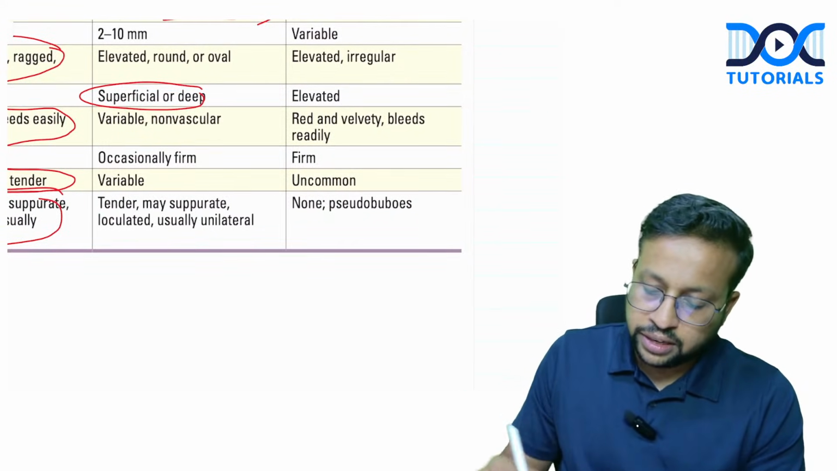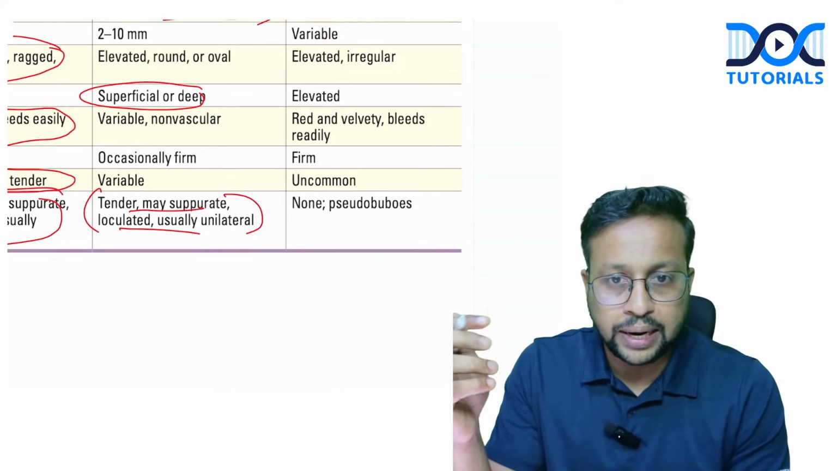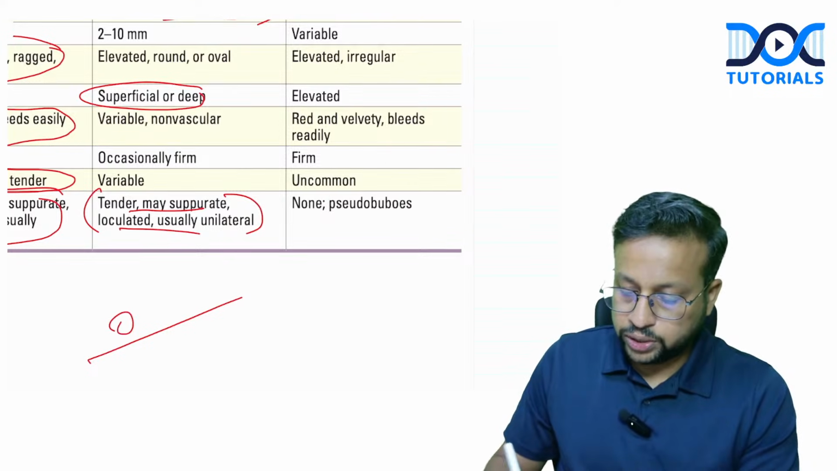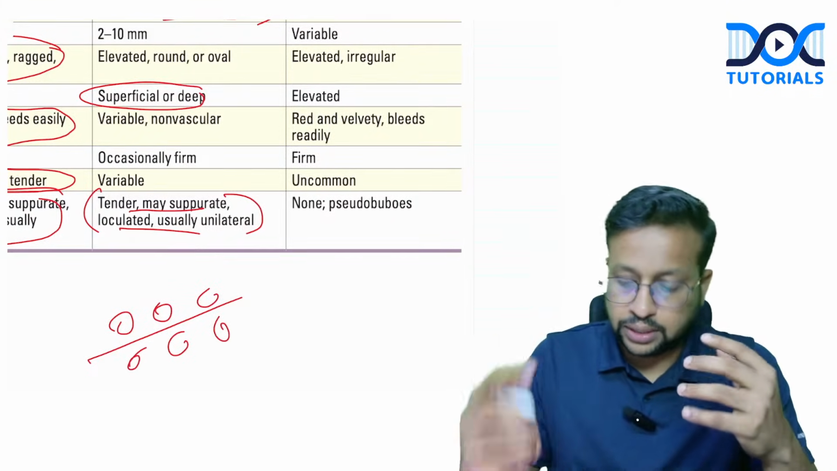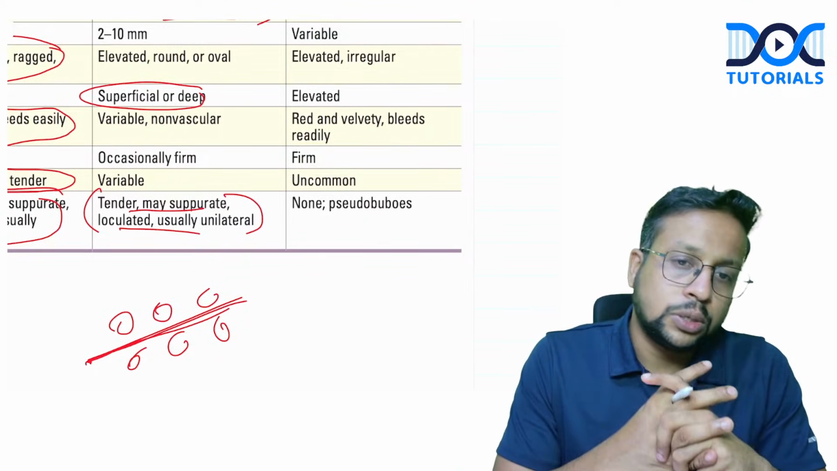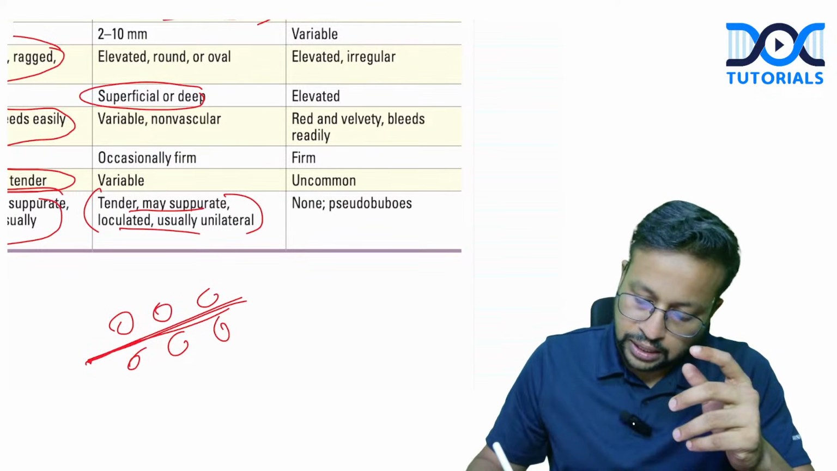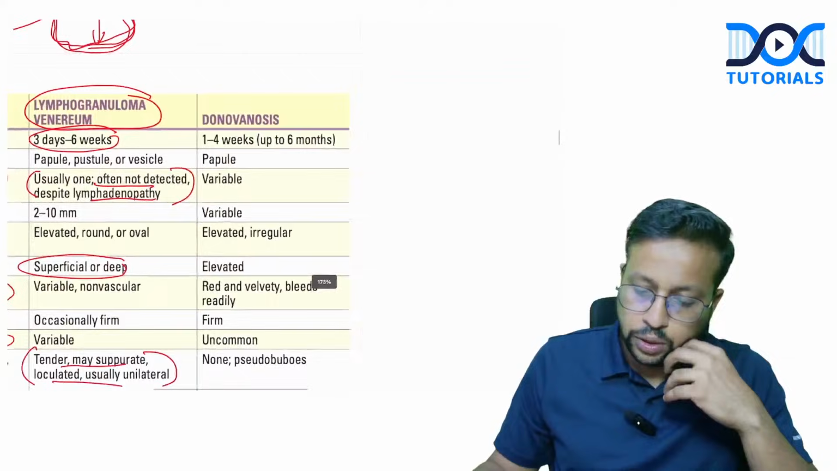There are large lymph nodes which may separate, usually unilateral, and which occur on both sides of the inguinal region, and you call this the groove sign. There is some kind of a groove that occurs along the inguinal ligament. So there are lymph nodes on both sides and a groove in between. So the groove sign for LGV.